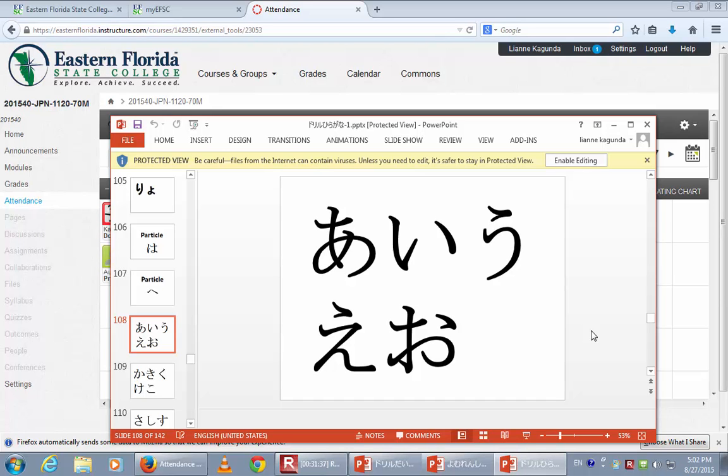Would England just be the same? Actually, they use Igirisu for nationality. So Igirisujin is a British person. I'm not sure why they make the switch, but they do.